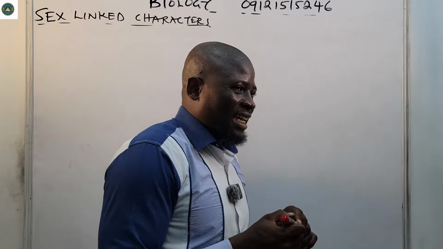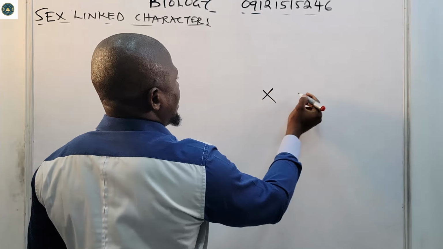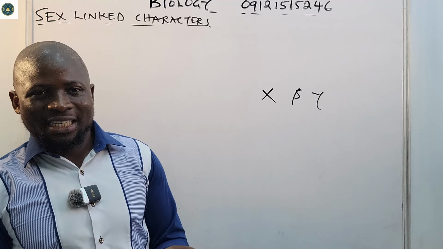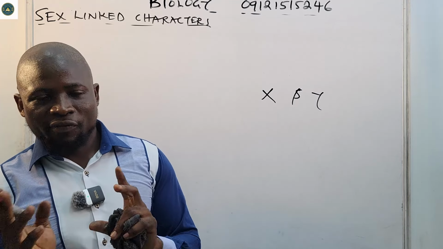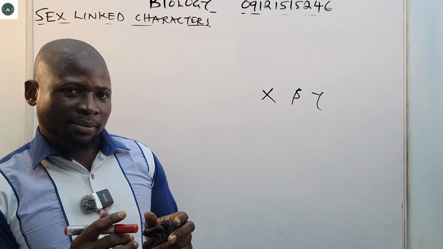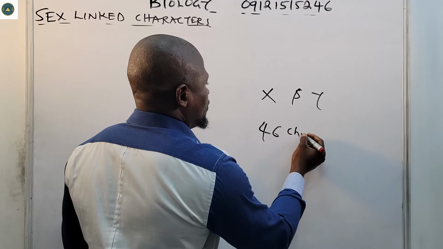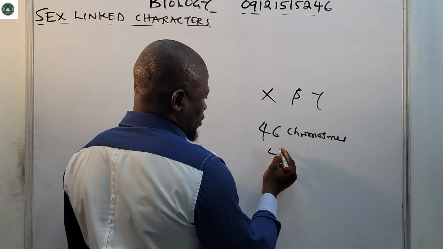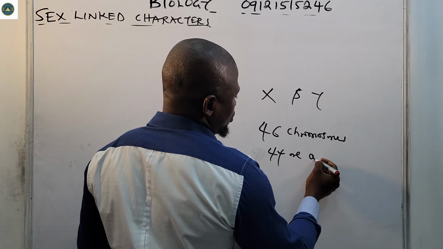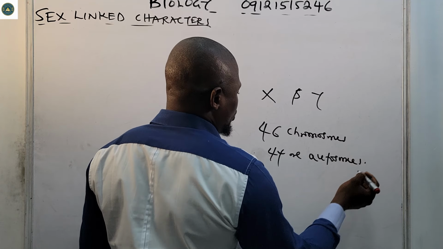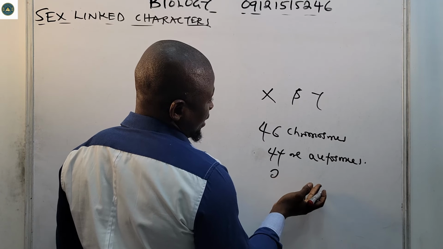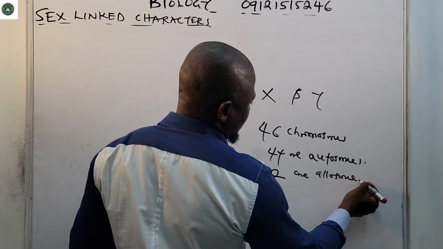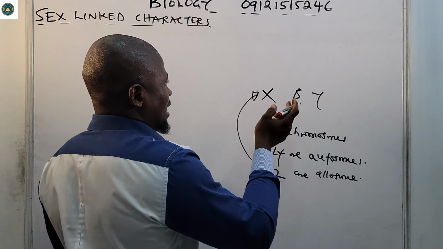So now we know that sex chromosomes are either X or Y, and they determine whether a baby will be male or female. Now, we have 46 chromosomes. 44 are autosomes, while the remaining 2 are allosomes, or sex chromosomes, which are the X and the Y.